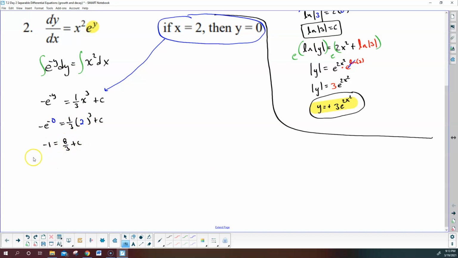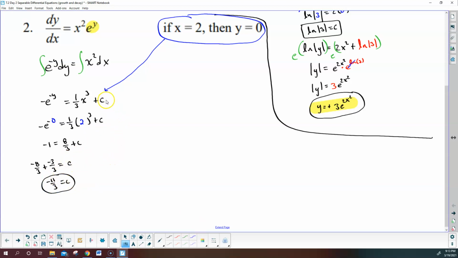And then if I'm going to subtract, I want to think of negative 1 as negative 3 over 3, because I've got a denominator of 3. So if I subtract the 8/3, I have negative 3 over 3 minus 8/3. That's going to combine together to give me negative 11/3. Not super friendly, but there it is. That's C.